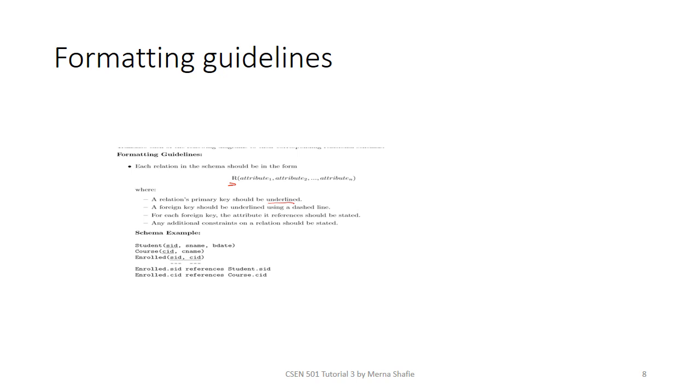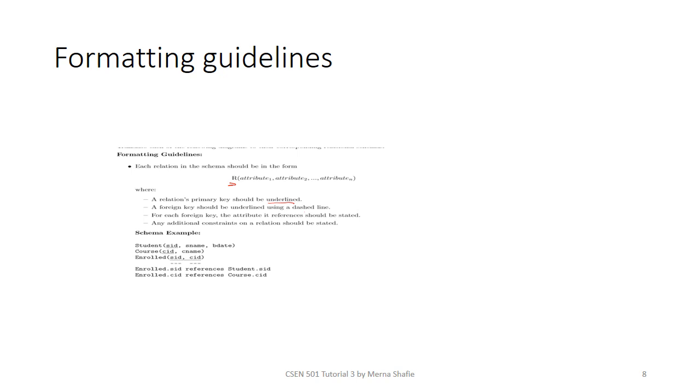A foreign key should be underlined using a dashed line, so I will need to have a dashed line in order to underline the foreign key, and I will need also to have, for each foreign key, the attribute it references clearly stated in an English statement. I will show you how. And any additional constraints on a relation should be stated. So if we have anything that should be calculated or anything that should be stated, any constraint should be clearly stated. For example, we have the following example.